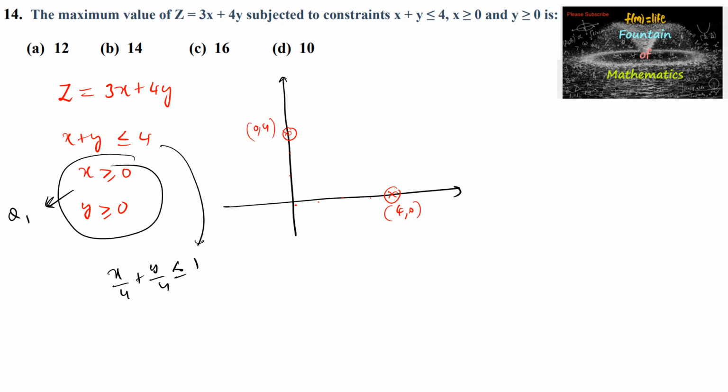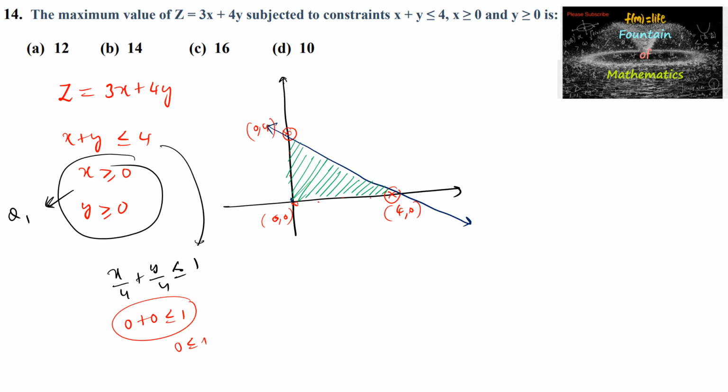So our line is passing through these 2 points. And also we can say that the origin, the point 0 comma 0, is satisfying it by substituting the origin: 0 plus 0 is less than or equal to 1, which is true. So we can say that the solution, the shaded region, is towards the origin.